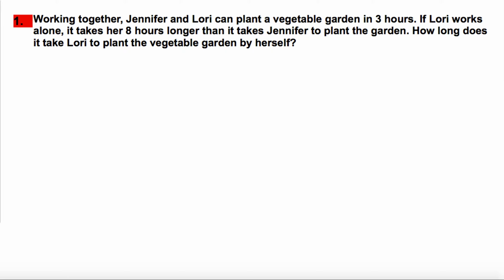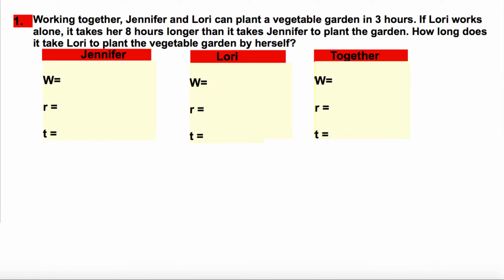Working together, Jennifer and Lori can plant a vegetable garden in 3 hours. If Lori works alone, it takes her 8 hours longer than it takes Jennifer to plant the garden. How long does it take Lori to plant the vegetable garden by herself?